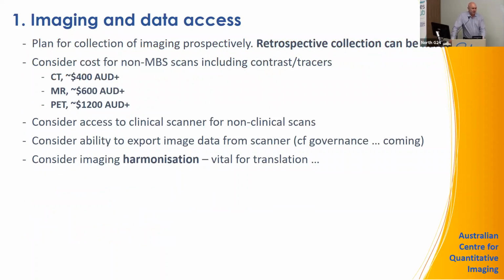So I guess the first one is making sure we can actually access imaging resources to collect the data in the first place, because retrospective collection of imaging data can be really, really hard. Hard from a governance perspective, hard from the logistics of actually obtaining the images, and then very hard from a quality perspective. So you can consider the cost required for that access, which might range from about $400 per CT scan to $1,200 plus for a PET image.